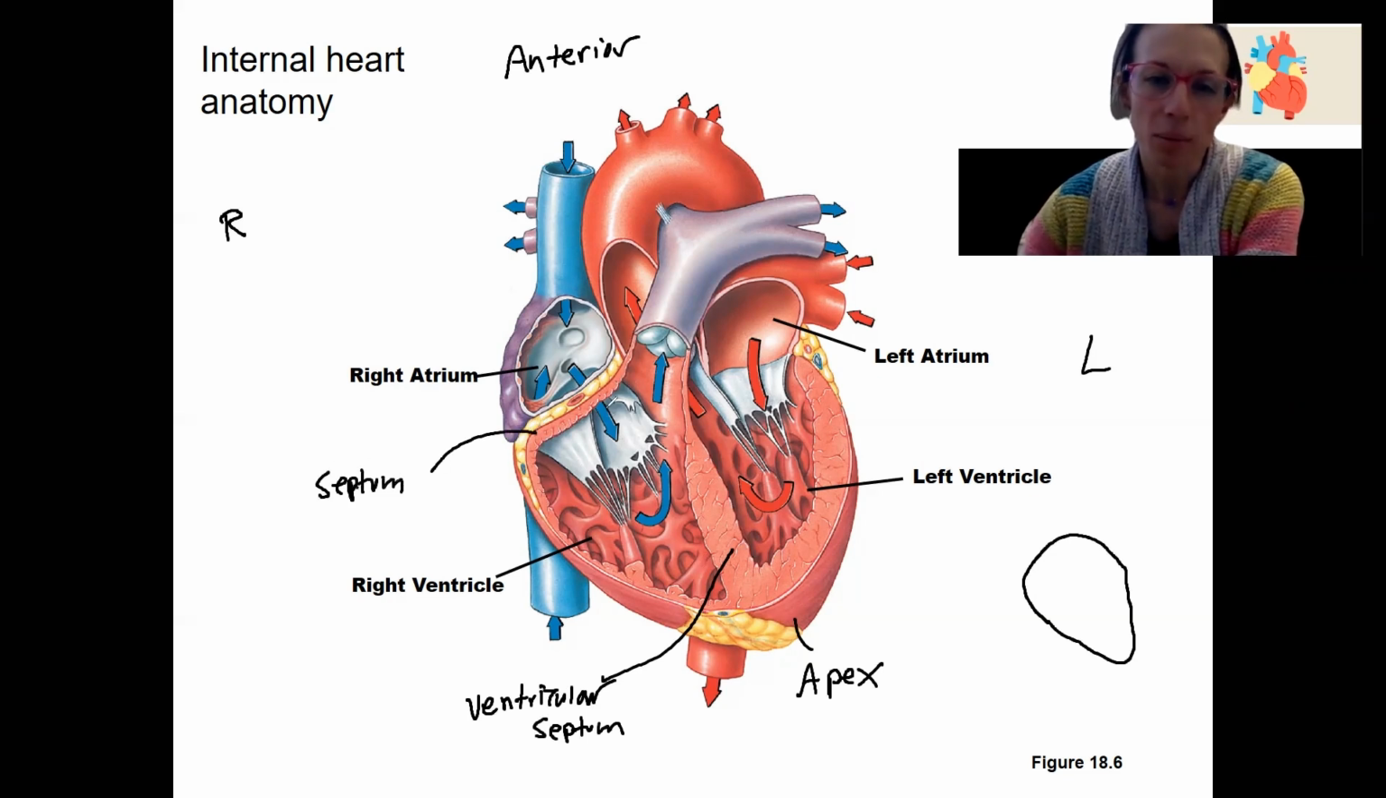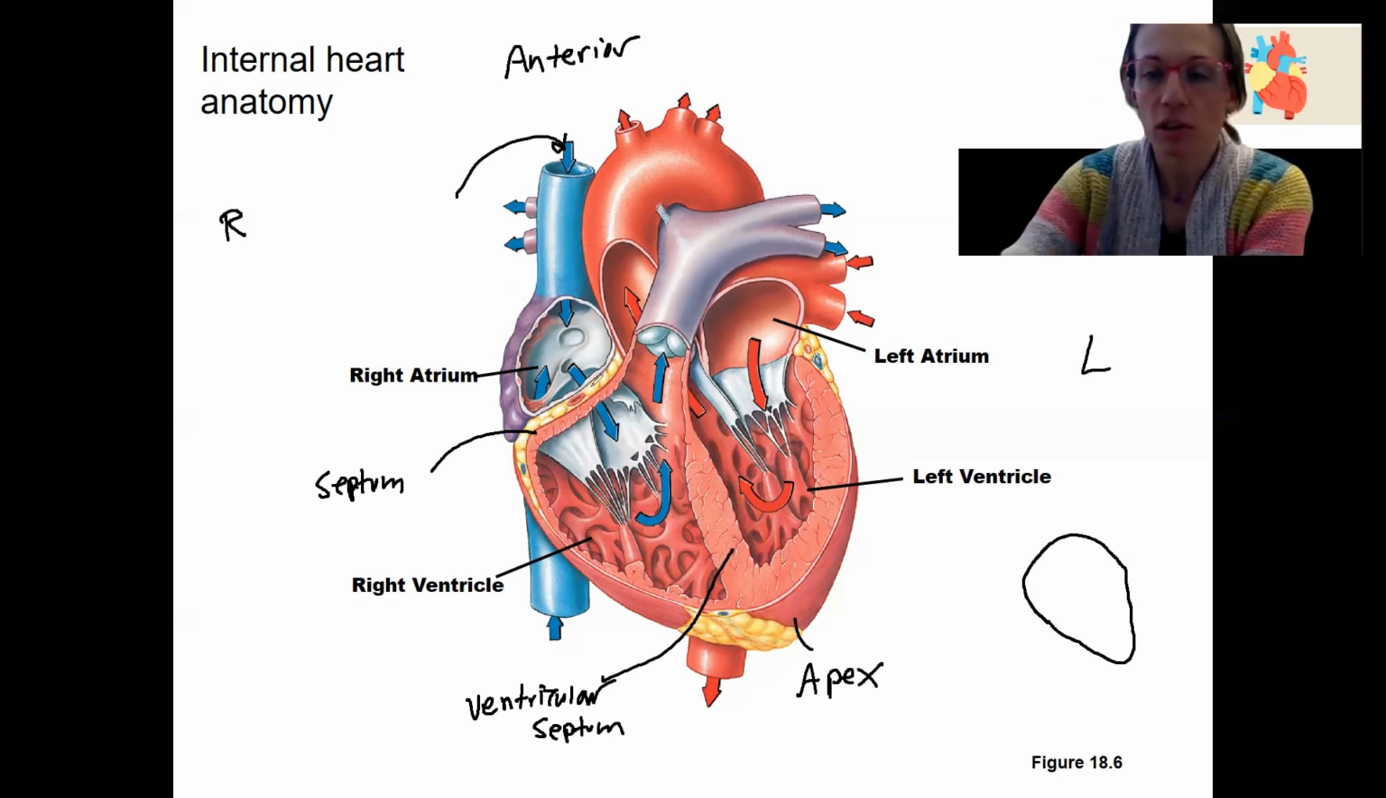And in the septum, there are going to be some holes, so valves. They're going to allow blood to pass through from one chamber to another. So I'll come back to those. Before that, I want to go back to starting with the right here and walk through these structures.